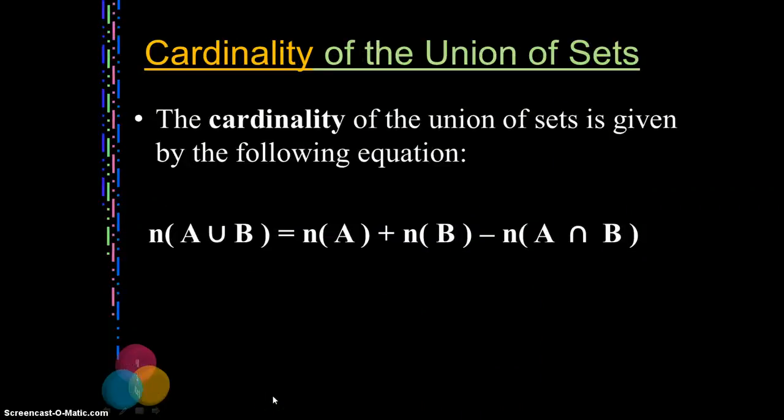So the cardinality of the union of sets has this equation. The cardinality of the union of A and B is equal to the cardinality of A plus the cardinality of B minus the cardinality of the intersection of A and B.